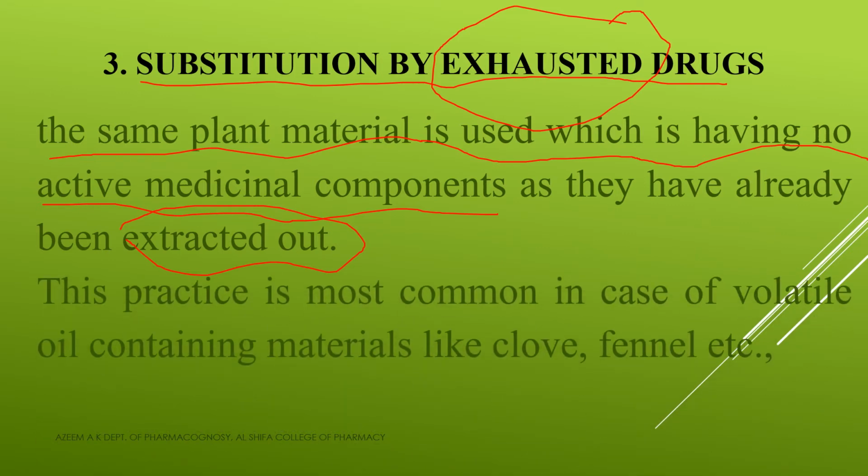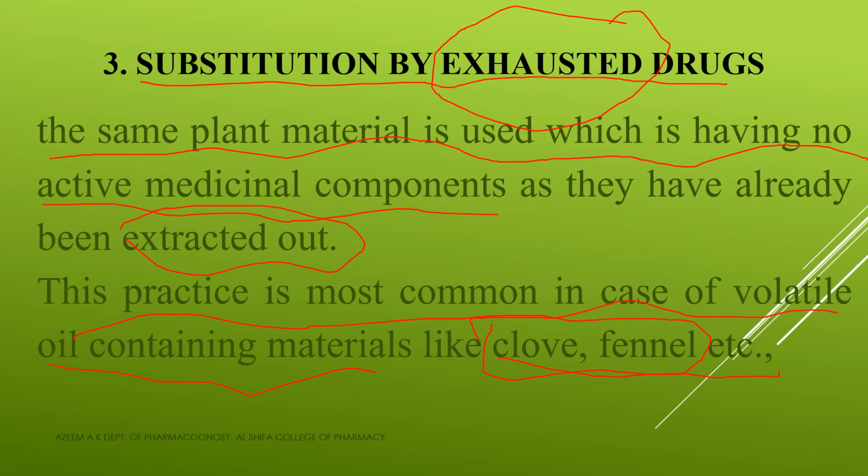And this practice is most common in the case of drugs containing volatile oil. So volatile oil containing drugs, for example clove, fennel, etc. In the case of clove and fennel, even if you extract the volatile oil, the morphological similarity remains. That is, there is no change in the morphology even after taking the volatile oil from clove, fennel, etc. And after taking this volatile oil, it can be sold as the original drug. So this is the third type of adulteration, that is substitution by exhausted drugs.